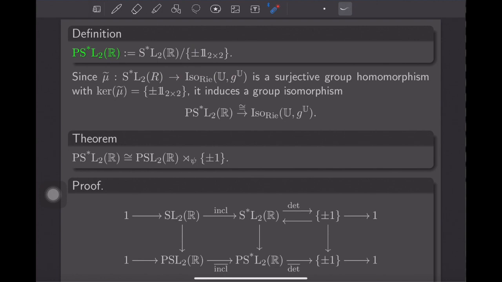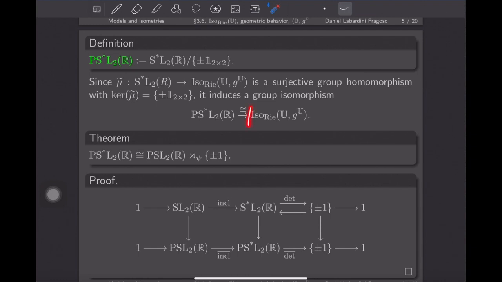And then since this is a group homomorphism with somehow the correct kernel, it induces a group isomorphism between PS*L2R and the codomain, right? So the full group of isometries. This already gives me a concrete description of this Riemannian isometry group, because I can see that it is almost the group of 2 by 2 real matrices with determinant plus minus 1. I only have to identify a matrix with minus itself. So this is almost a group of matrices somehow.